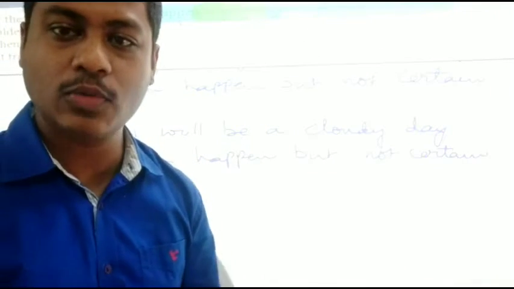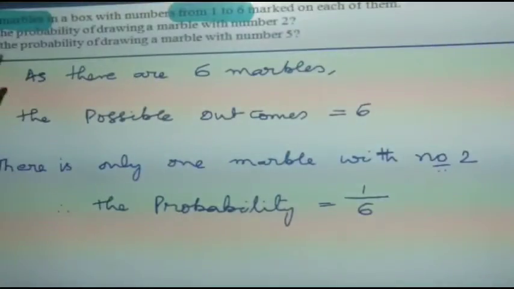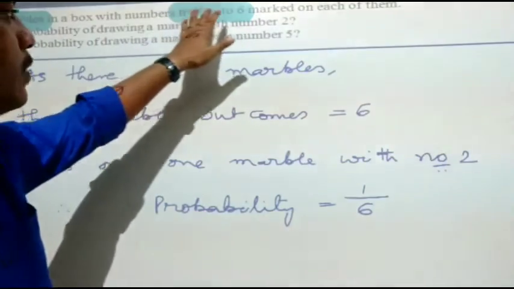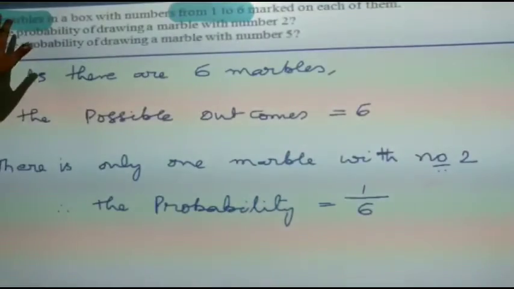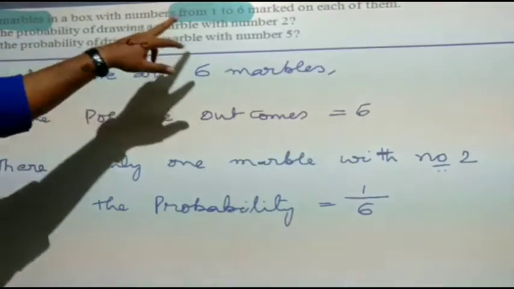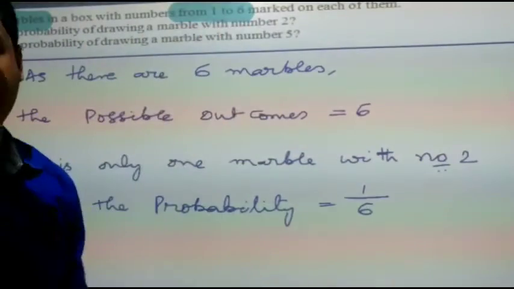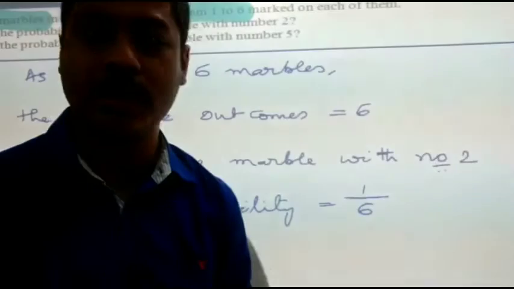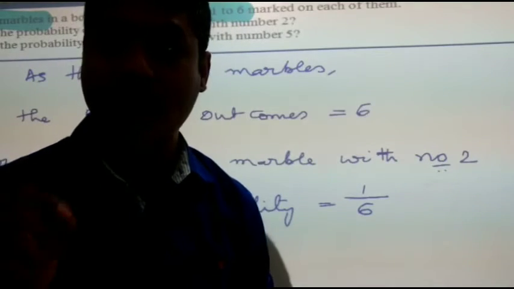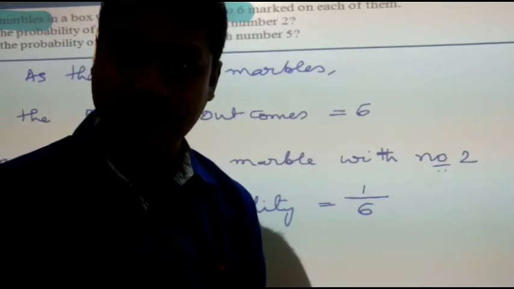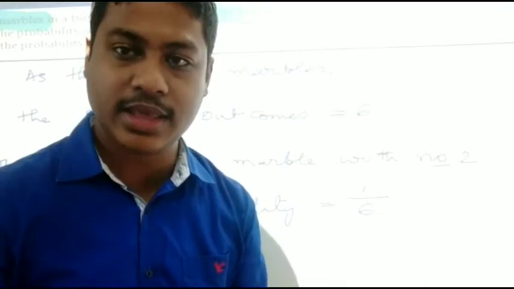So now let us move to question number 2. There are 6 marbles in a box with numbers from 1 to 6 marked on each of them. What is the probability of drawing a marble with number 2? Now consider how many outcomes there are. It may be 1, it may be 2, it may be 3, or 4, or 5, or 6.